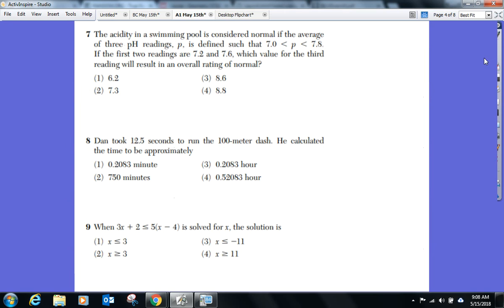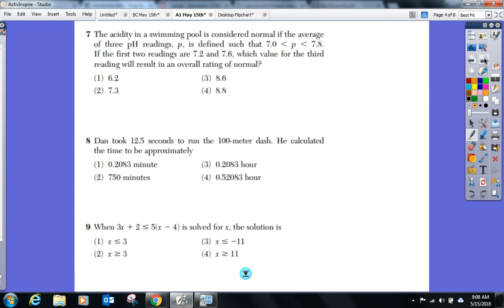Let's start with 7. Calculator's ready to roll. Okay, I'll give you a second, read through it. We'll discuss. Right in our wheelhouse now. It's talking about average.